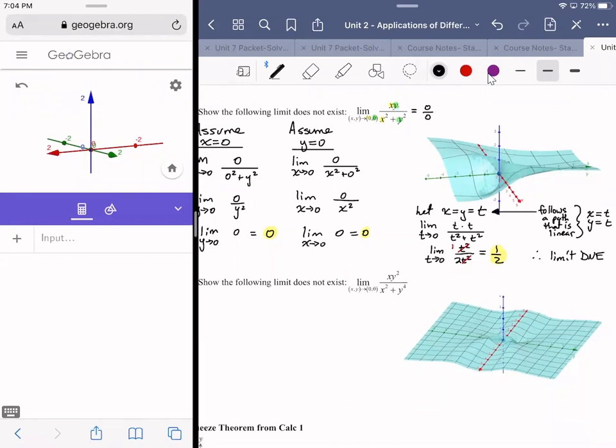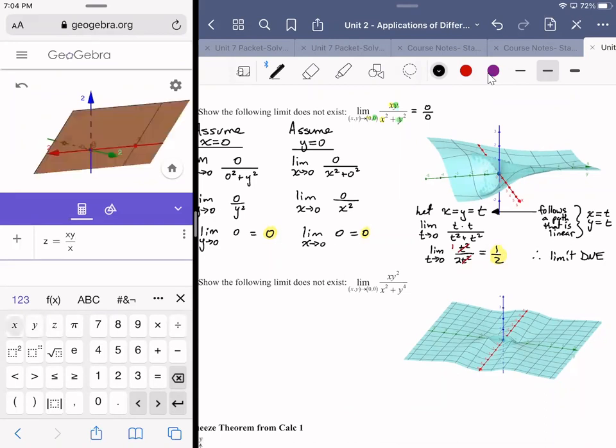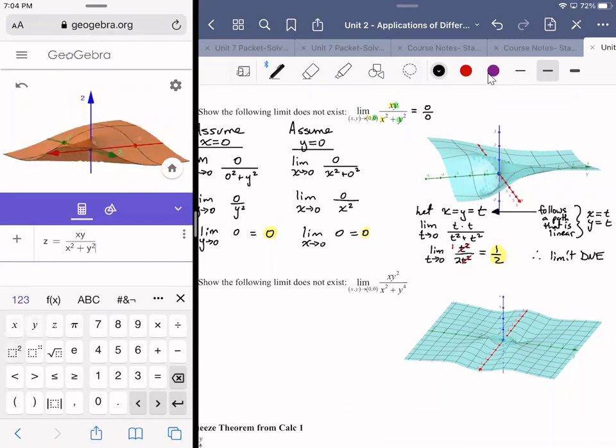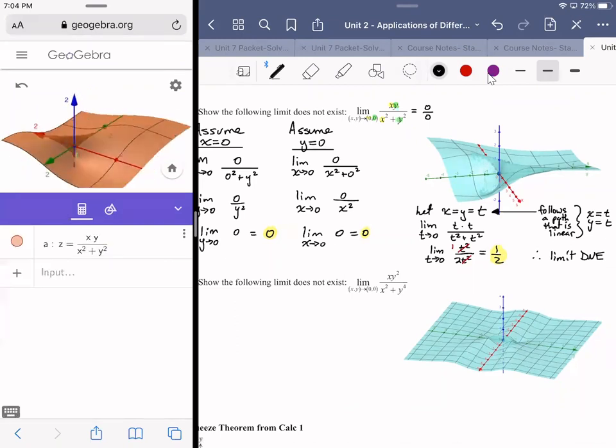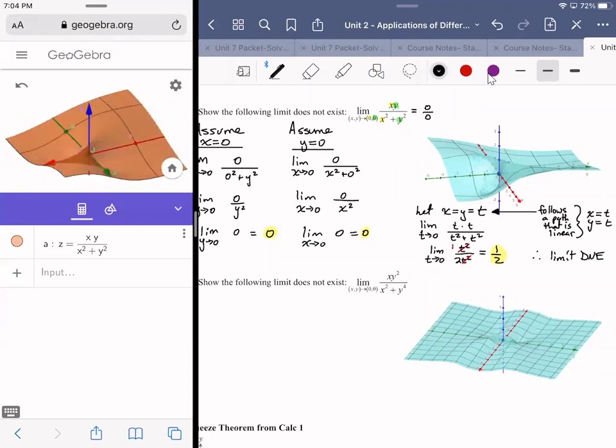All right, so let's look at this in GeoGebra real quick. z equals, make the fraction first, xy over x squared plus y squared. All right, so that's the surface. Pretty hideous with this color. It is what it is, though. All right, look at that. Look at that catastrophe.